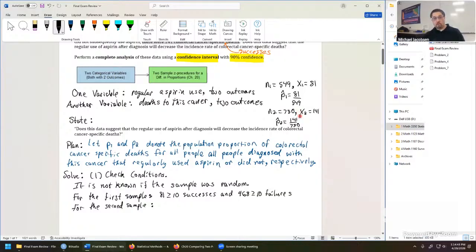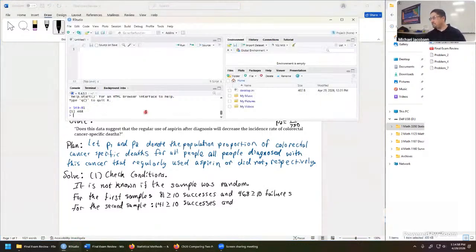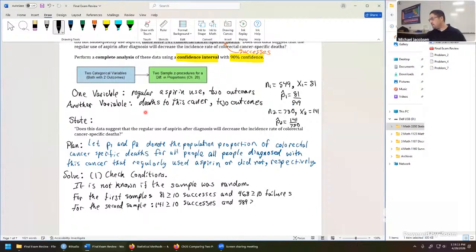pretty good shape here as well. Lots of successes. 141 greater than or equal to 10 successes. And back to the calculator. It's been a long semester, and when you're tired, arithmetic is the first thing to go. So let me do this as accurately as possible. 730 minus 141 is 589. Greater than or equal to 10, failures.